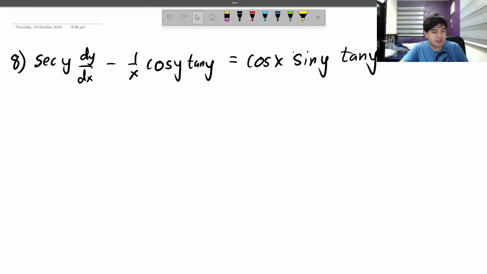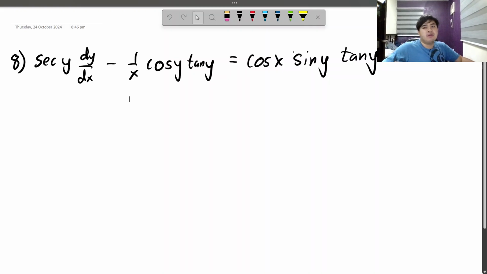All right, question number 8. Where is question 8 in this house? Ah, there it is. Here you go. Secant y dy over dx minus 1 over x cosine y tangent y equals cosine y sine y tangent y. This awfully seems like a mishmash of whatever. Huh. What do we do?